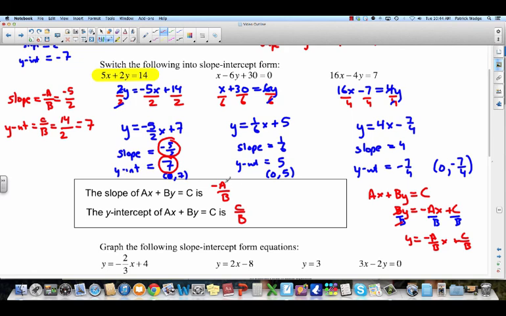The problem is you have to memorize these two formulas, and I always forget them. But it's easy to figure them out just by doing this. Or you don't have to do this at all. You could just do what we did here and rearrange everything. Okay, we're going to graph these.